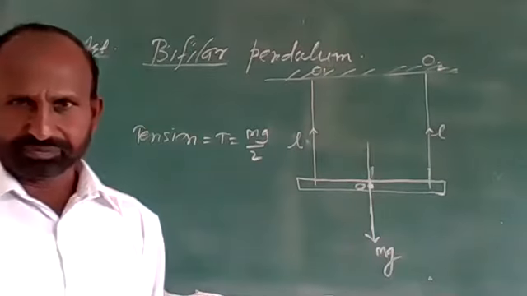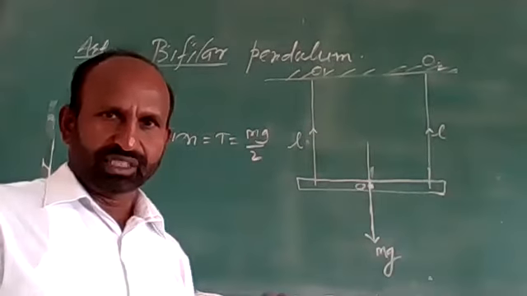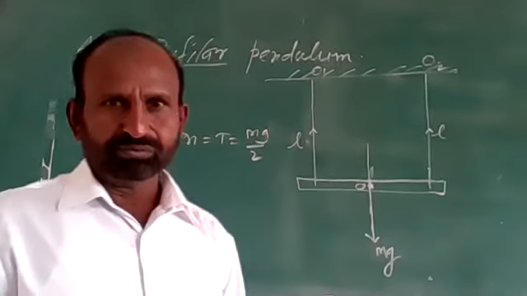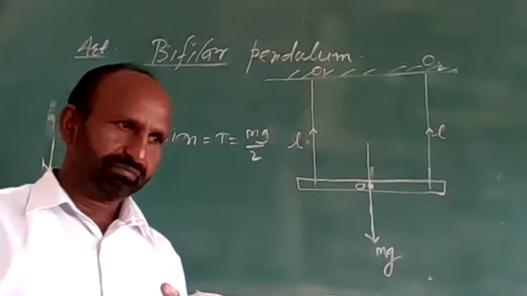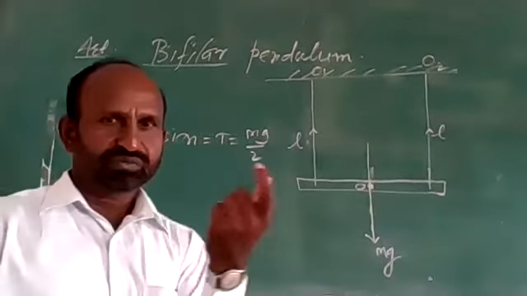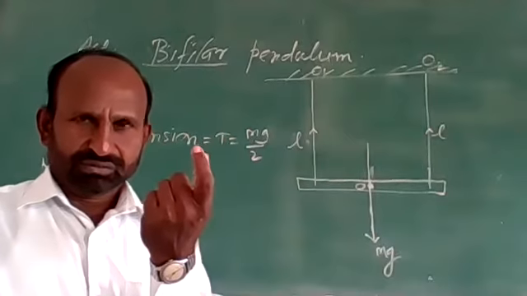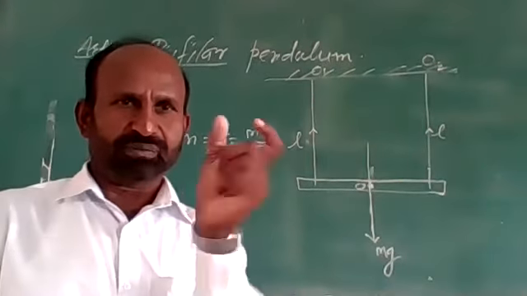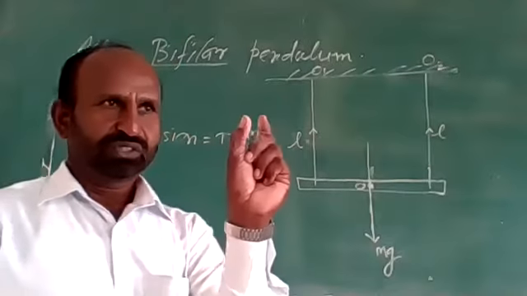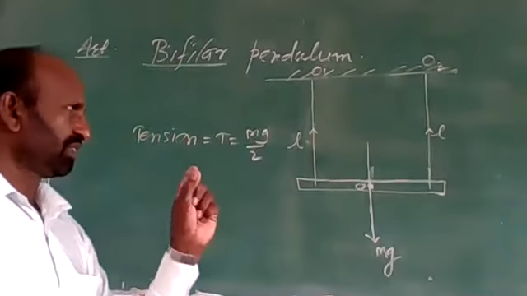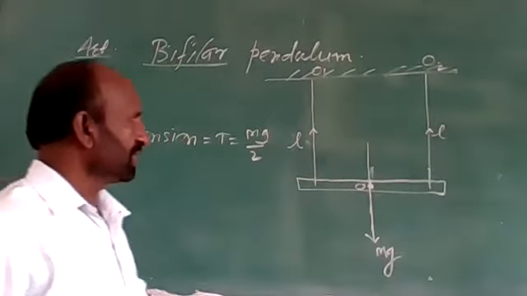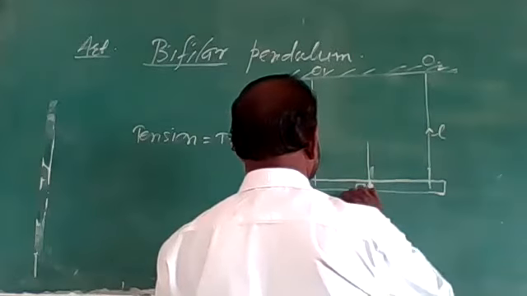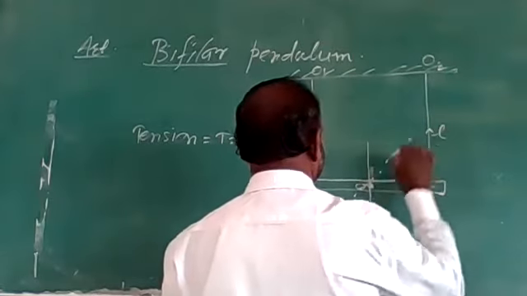Now this is the thing related with the bifilar pendulum. Suppose that a given bar is displaced through a small angular displacement like this. Then the bar will take the new position like this.